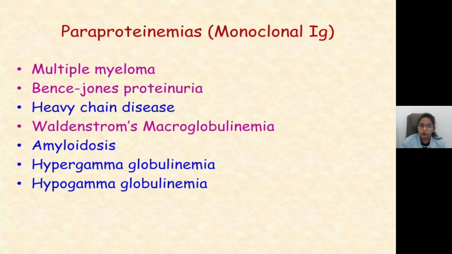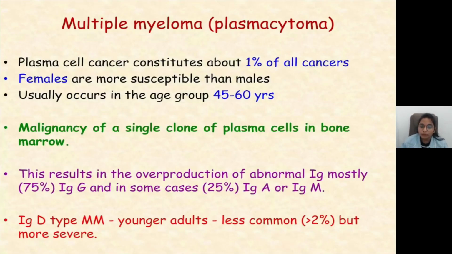They will cause paraproteinemia, that is monoclonal immunoglobulin. This will cause multiple myeloma, Bence Jones proteinuria, heavy chain disease, amyloidosis, hypergammaglobulinemia, hypogammaglobulinemia, and Waldenstrom macroglobulinemia. These are the different diseases they can cause, right? Multiple myeloma is also known as plasmacytoma.